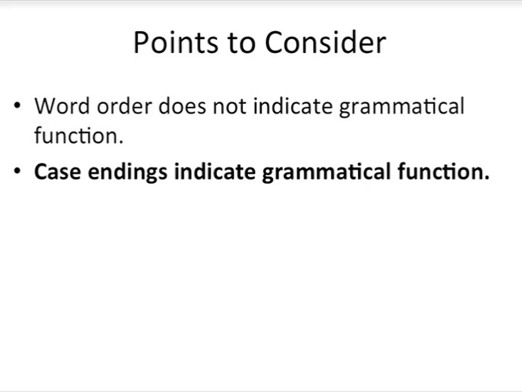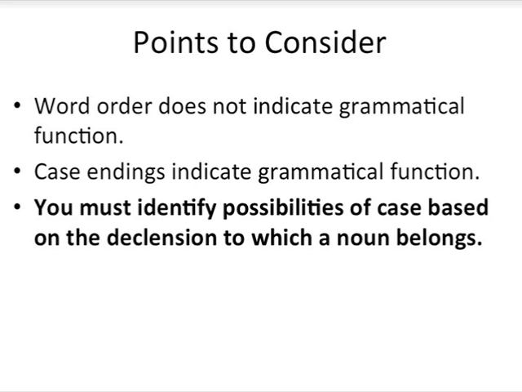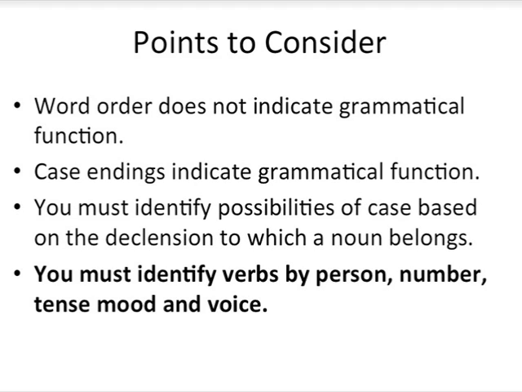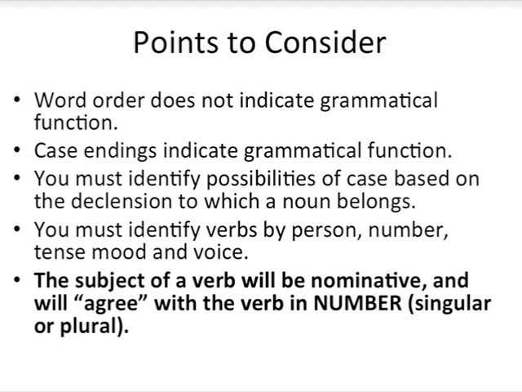This means that the words can be in different places in the sentence but still have the same function. It takes a little bit of getting used to, and reading Latin can then be very, very slow because you have to be very careful. You must identify the possibilities of a case based on the declension to which a noun belongs. And you must identify verbs by person, number, tense, mood, and voice. The subject of a verb will be nominative. That is the function of the nominative case. And it will agree with the verb in number.